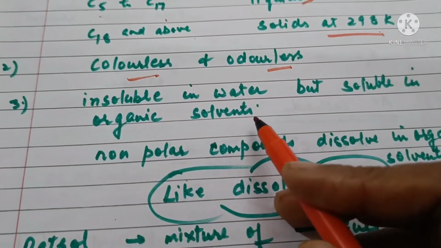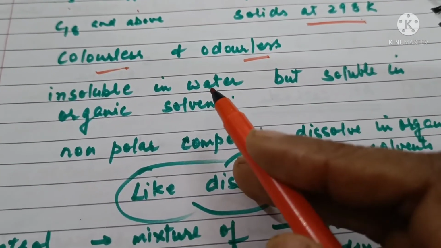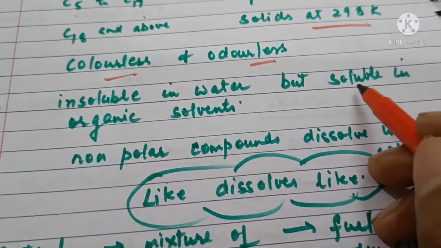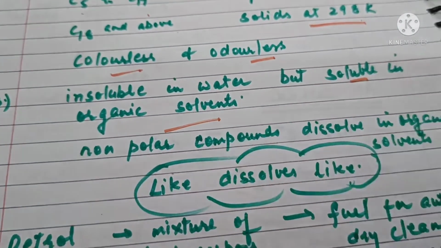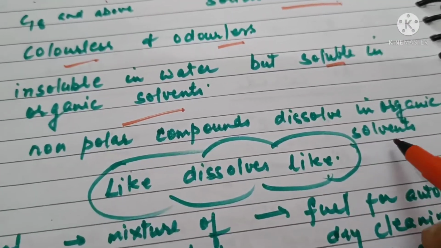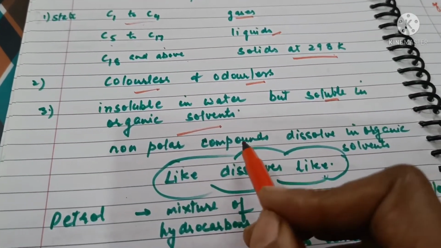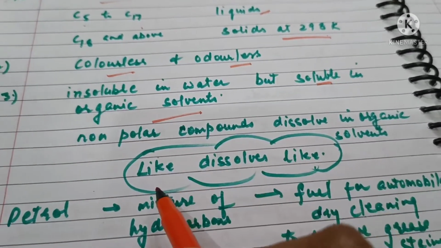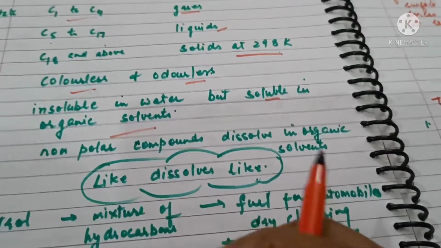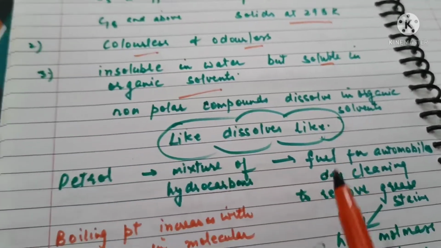They are insoluble in water because they are non-polar. By nature, only polar compounds dissolve in polar solvents like water, whereas non-polar compounds like alkanes are soluble in organic solvents. So, non-polar compounds like alkanes will dissolve in organic solvents like benzene, carbon tetrachloride, etc. This solubility rule is according to the famous saying, like dissolves like. Polar compounds will dissolve in polar solvents and non-polar compounds will dissolve in non-polar solvents.